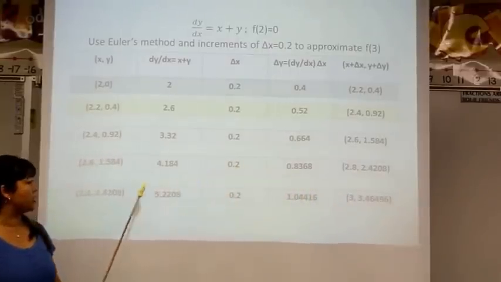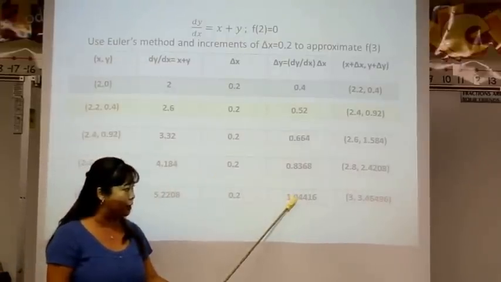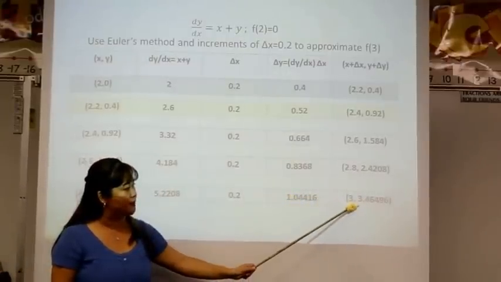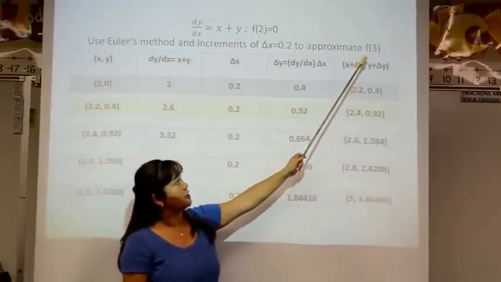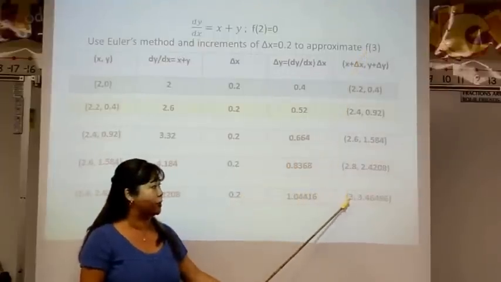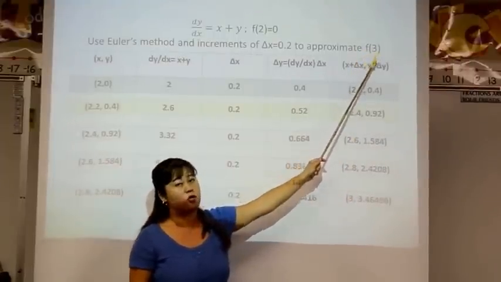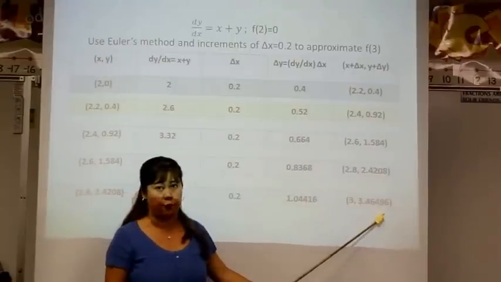And then the y, we're going to take the 2.4208 and add it to the delta y that we calculated, which gives us 3.46496. So again, this right there is what we want, because they're asking us to find out what f of 3 is, which is the x number right there, and they're going to ask us what is the approximation, meaning the y number. So it's actually the y number right here. That's what we're looking for.